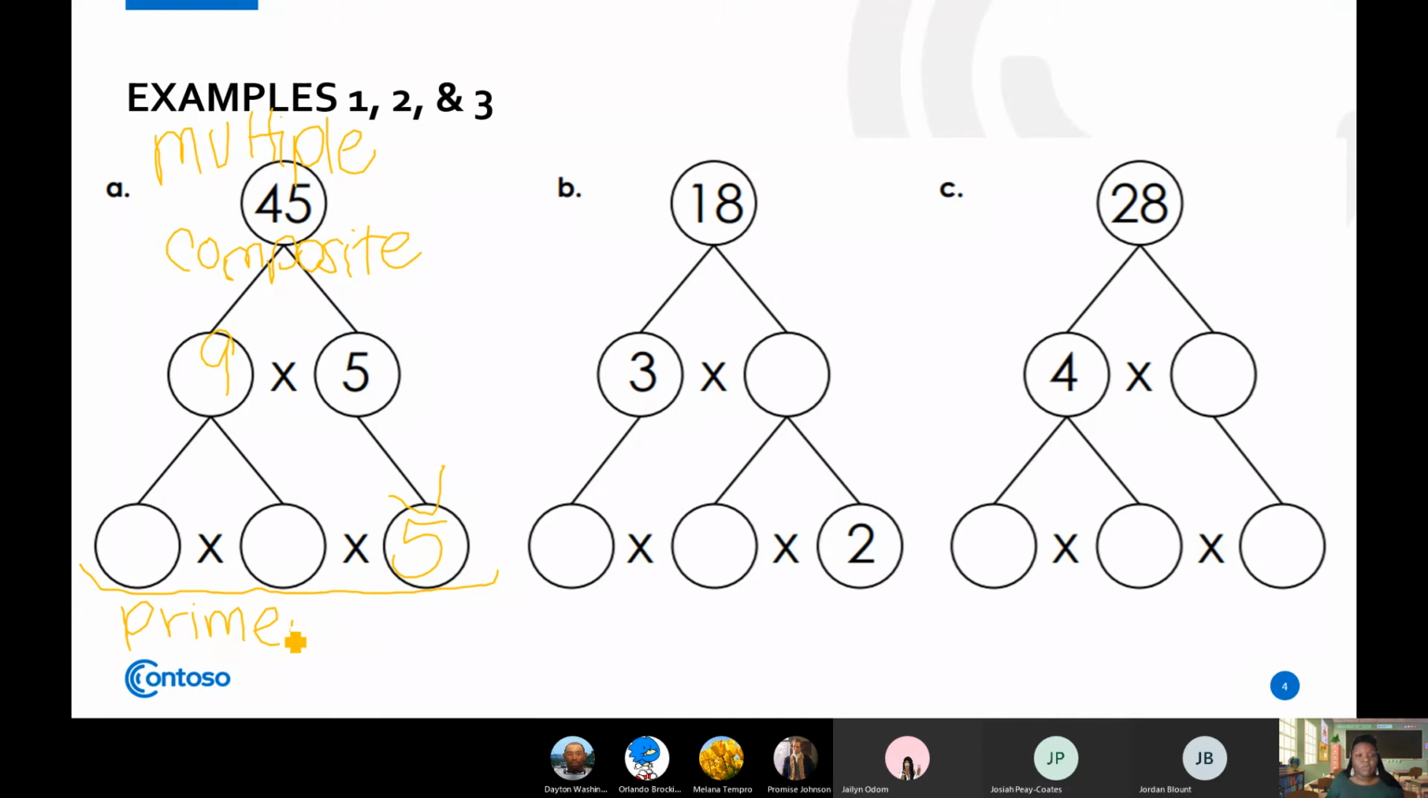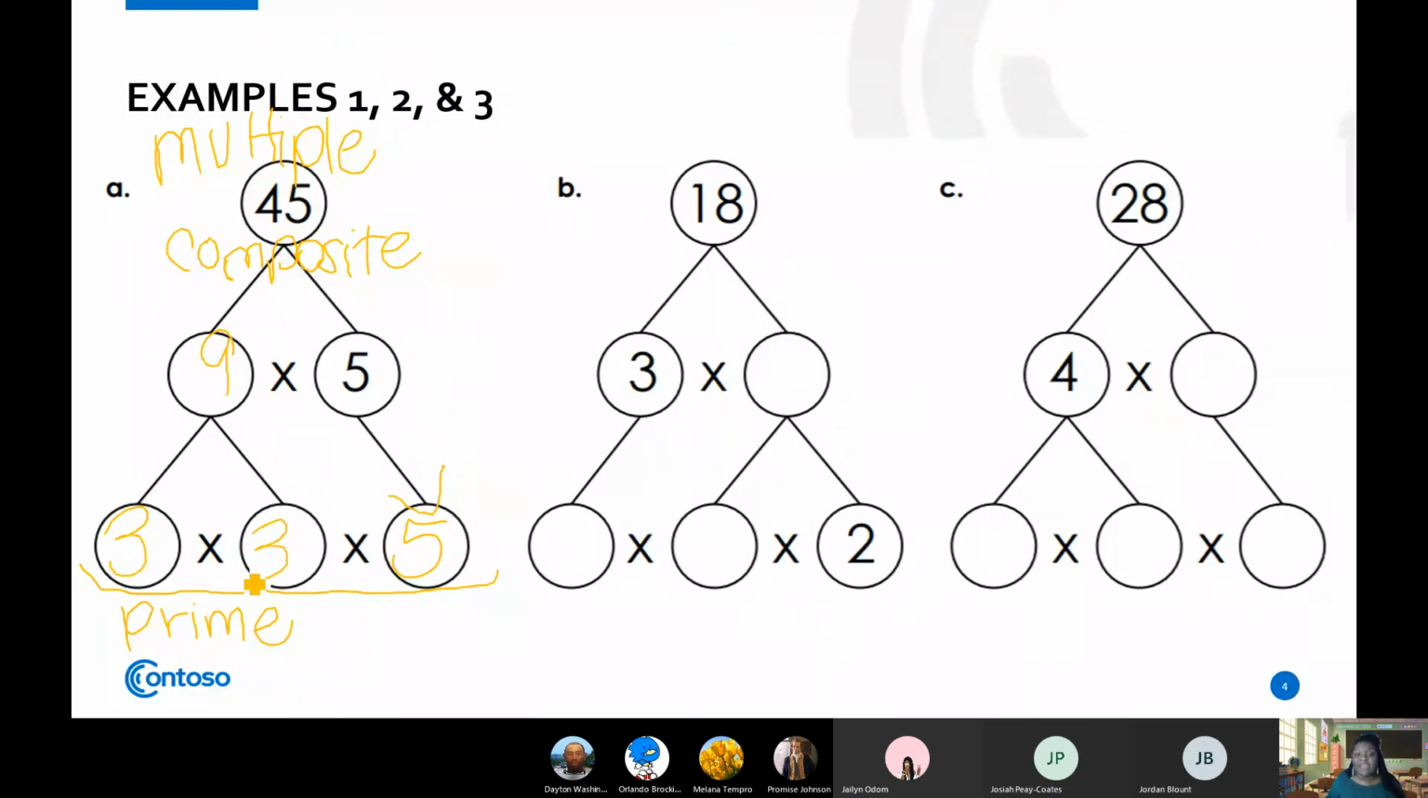Okay? So, remember, me and Isaiah just talked about how 9 is not prime, 9 is composite. So what are 2 other factors? What's another factor for 9? Can someone tell us? 3. Actually, it's 3 times 3.